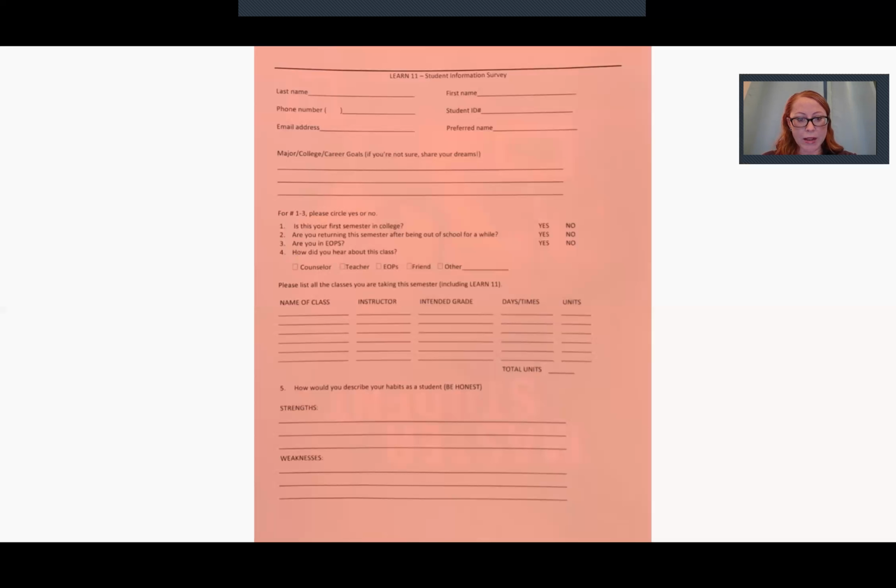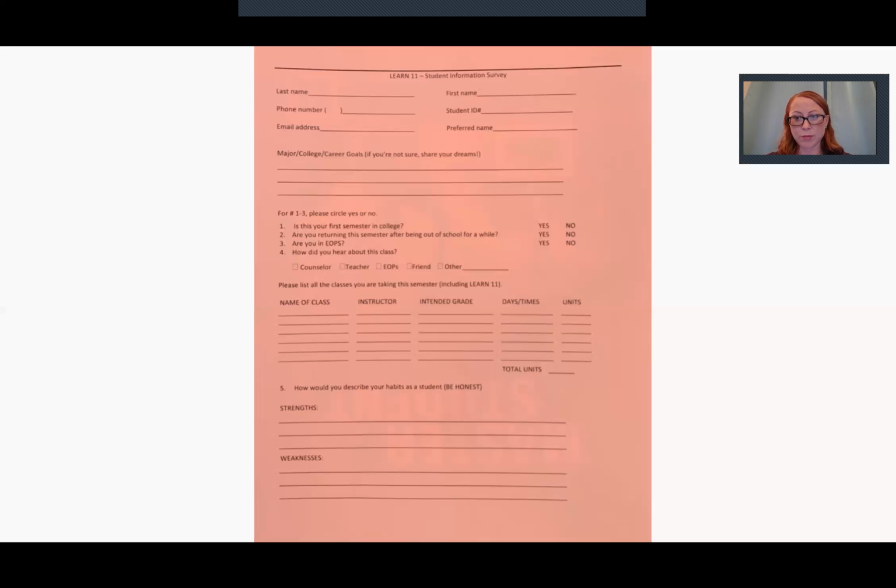And then down below it asks you about your schedule. So if this is the only class you're taking and you do already know your spring schedule, you can feel free to put that down if you like. What are the classes you're going to be taking or are currently taking? Who are the instructors? What are you hoping to get in that class? There's an intended grade there. I know some people think that's a trick question. It's not. You can decide.